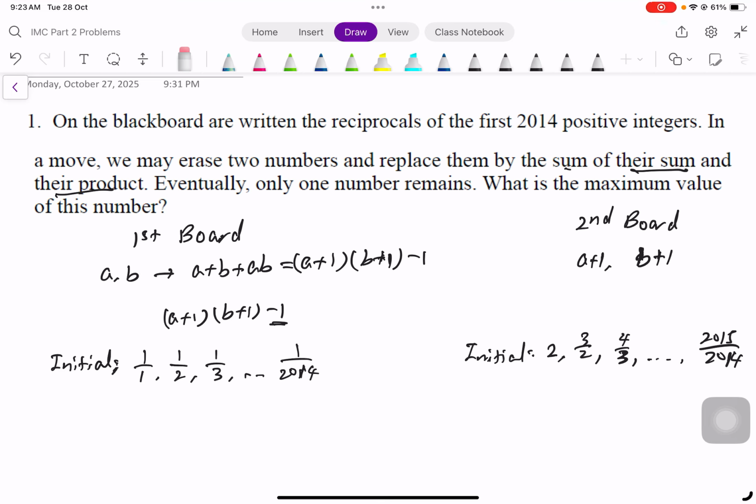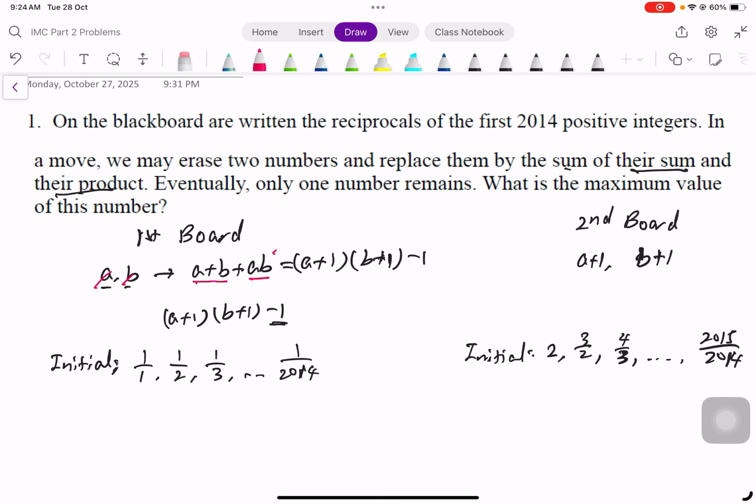Okay, we look at this first board. That means actually there are two now. Can I just take two numbers on this board, A and B? According to the rule, you erase these two numbers and you are replacing it by A plus B plus A times B.